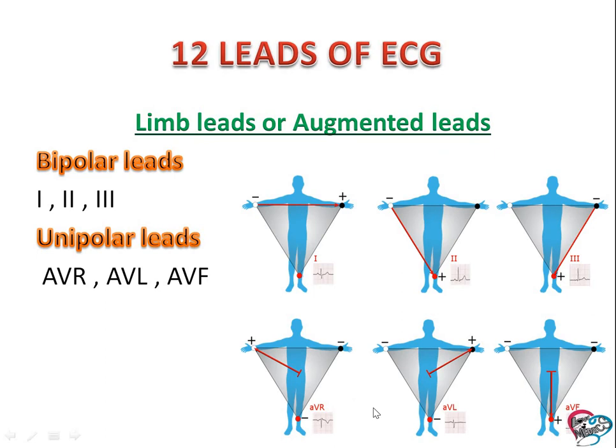We place the 12 leads on the patient. Now you have one doubt. Chest leads 6, and we place 2 leads on the hands and 2 leads on the legs.